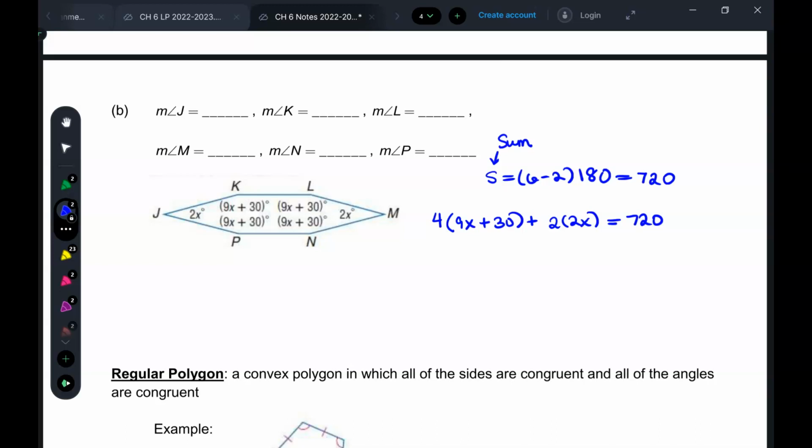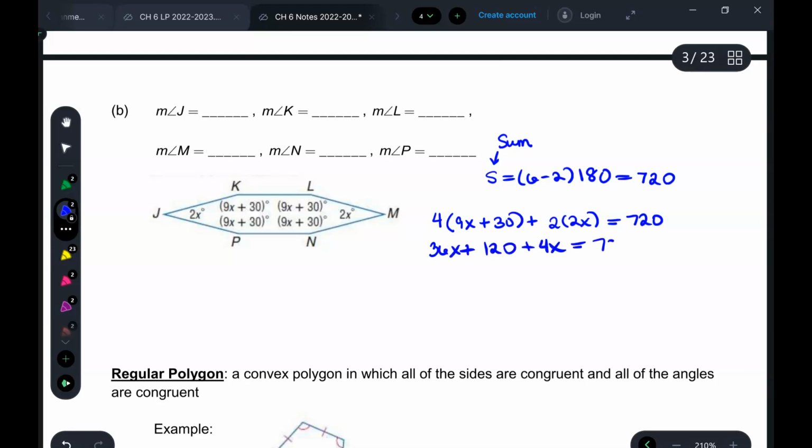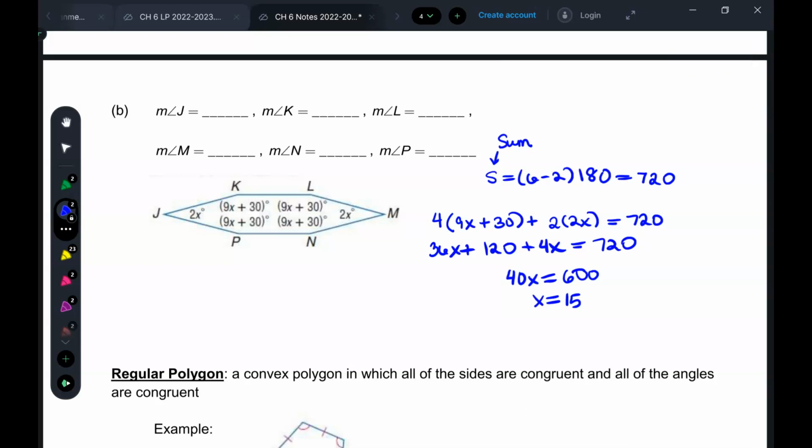Right. So I have 4 angles that are 9x plus 30, and 2 angles that are 2x. So I get 36x plus 120. Okay, so we get 40x equals 600. Think 4 into 60. X equals 15.